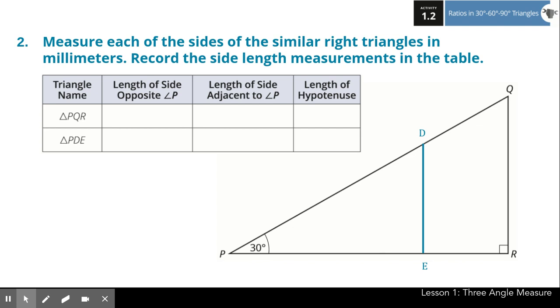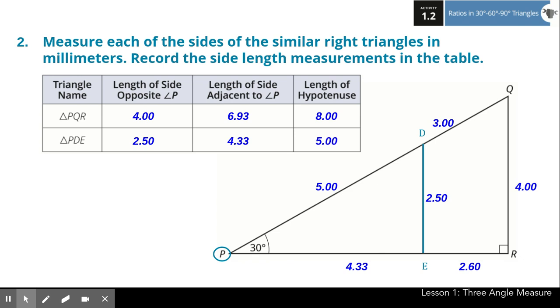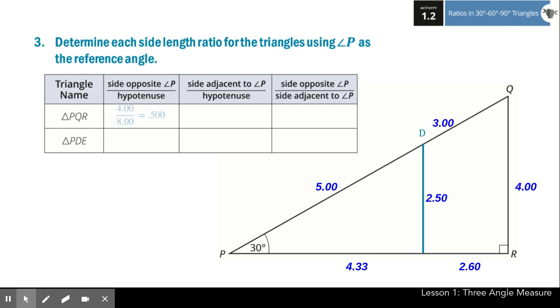I'm going to measure all of these for you and fill in the table for you, so you'll want to pause and do that too. So if P is my reference angle, then I'm going to find all of these measurements, throw them into the table, pause here, copy it in. Now we're going to throw the ratios into the table. Pause here and write that in somewhere into the second table on that page.